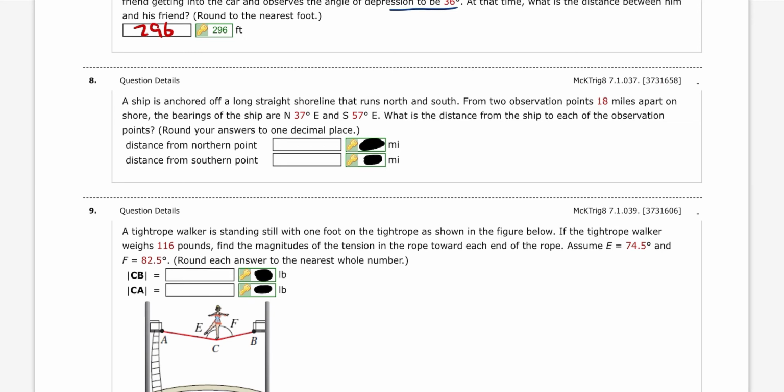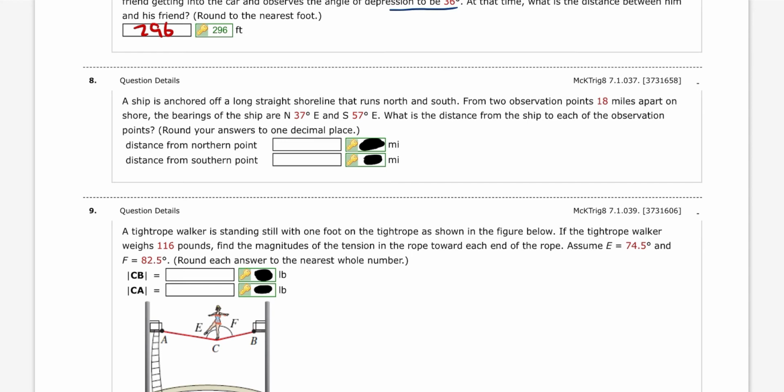A ship is anchored off a long straight shoreline that runs north and south from two observation points 18 miles apart on the shore. The bearings of the ship are N37 east and south 57 degrees east. What is the distance from the ship to each of the observation points?